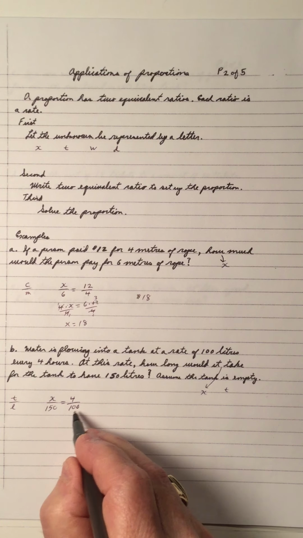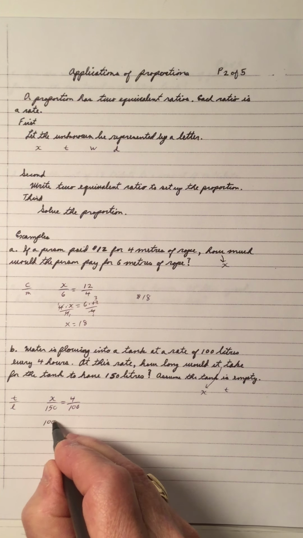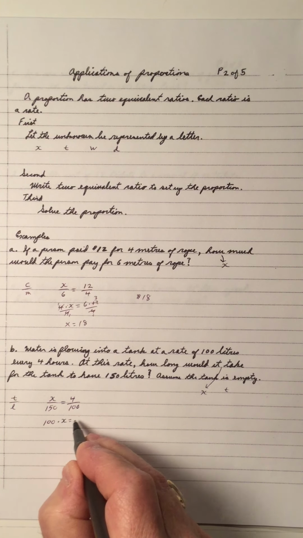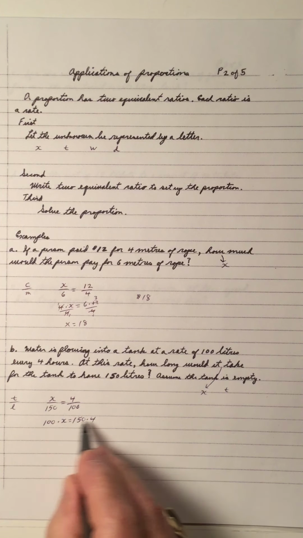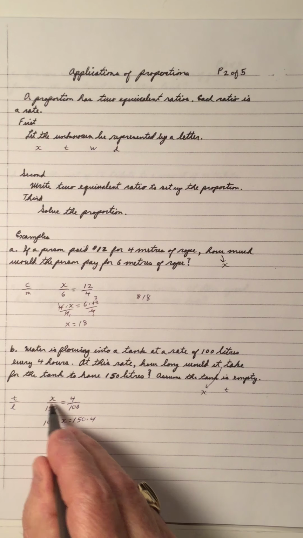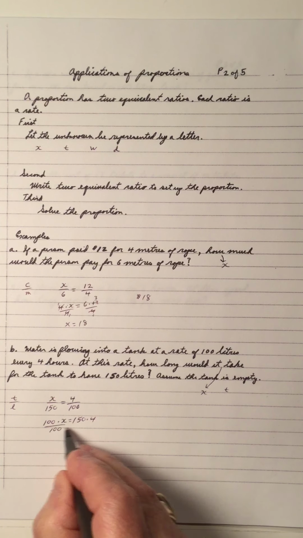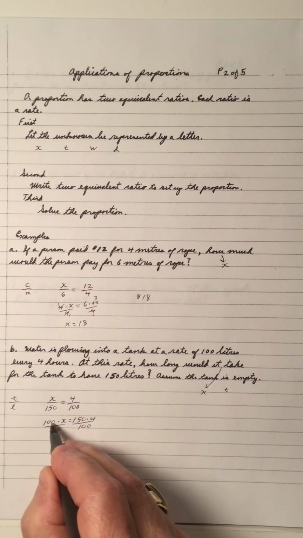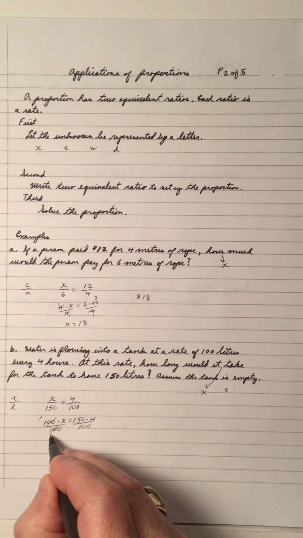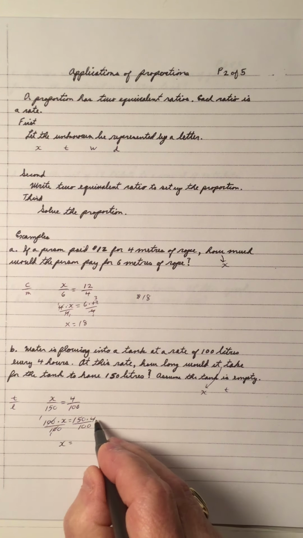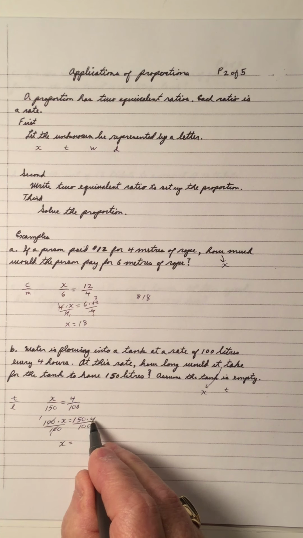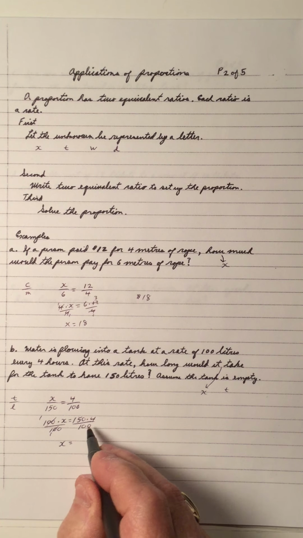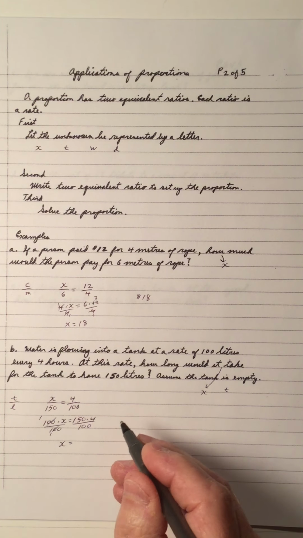So let's solve this proportion. So we have 100 times X equals 150 times 4. We have it cross multiplied. So now we divide by 100. Done. The hundreds cancel out. That gives me X. Again, notice I left this as 150 times 4. I could use a calculator and go 150 times 4 and then divide it by 100. Whatever you wish is your choice.